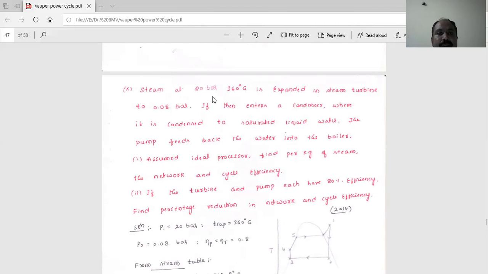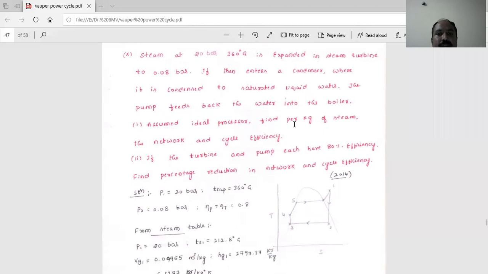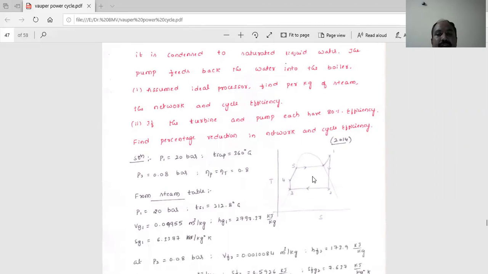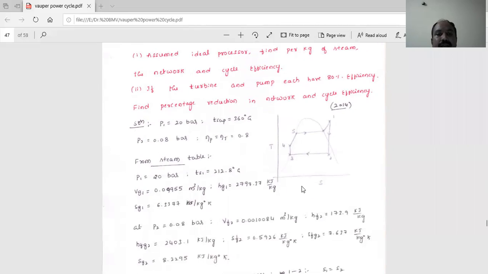Steam at 20 bar, 360 degree centigrade is expanded in a steam turbine to 0.08 bar. It then enters a condenser where it is condensed to saturated liquid water, and the pump feeds the water back into the boiler. Assuming ideal conditions, find per kg of steam the net work and cycle efficiency. If the turbine and pump each have 80% efficiency, find the percentage reduction in net work and cycle efficiency. Here in this problem, there is an ideal cycle and also an actual cycle. We have to write down the percentage change between the ideal and actual condition.